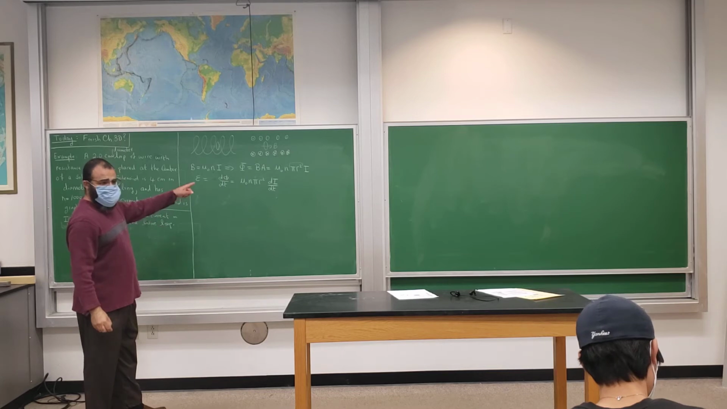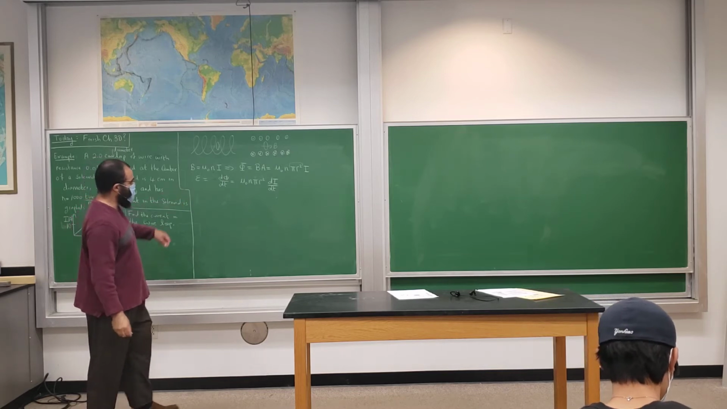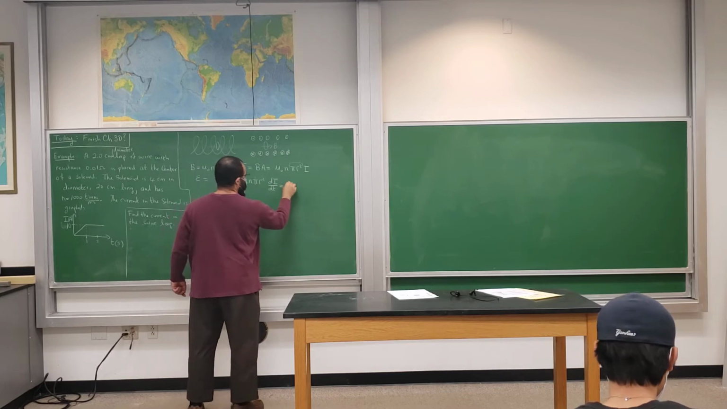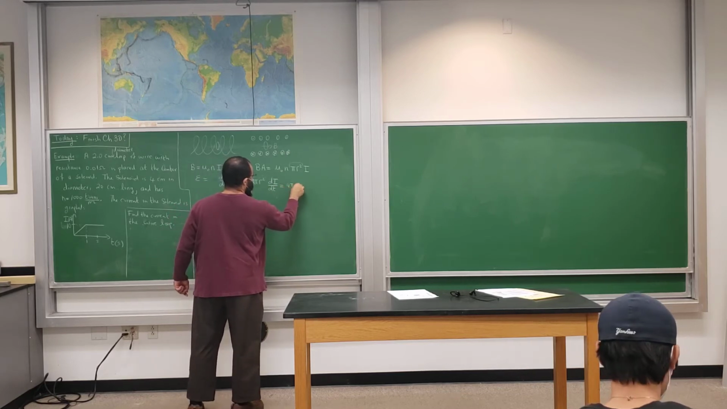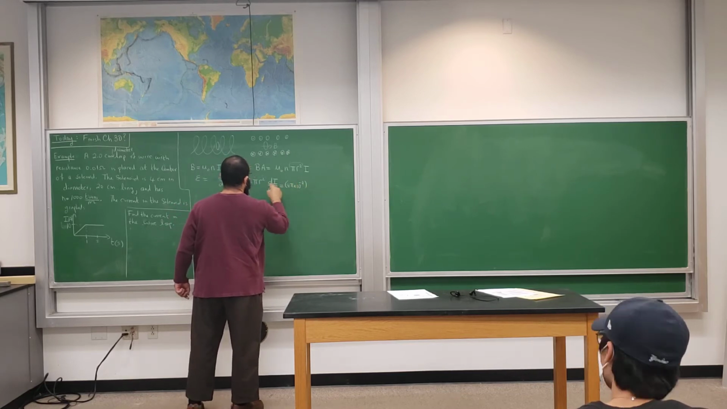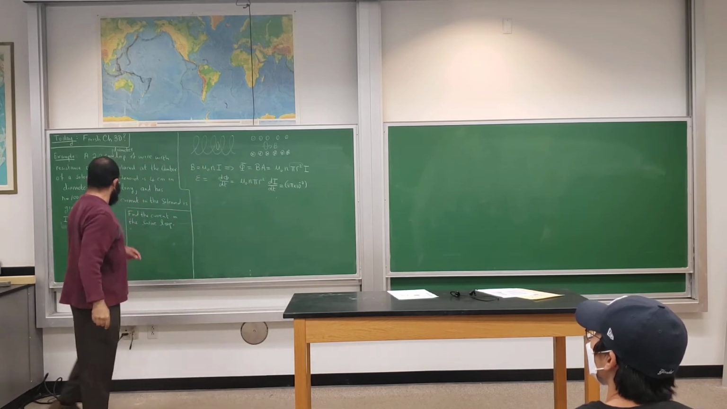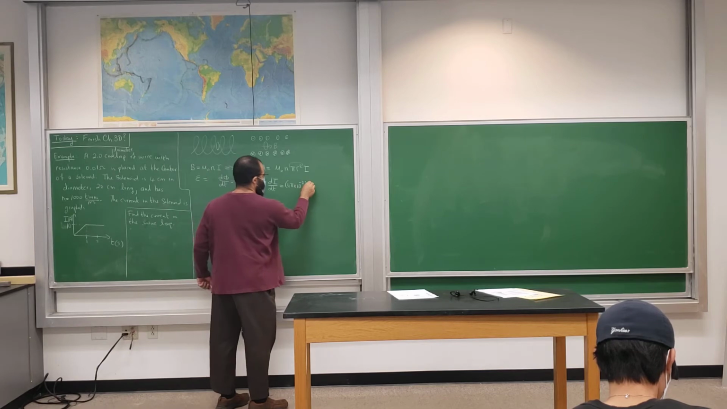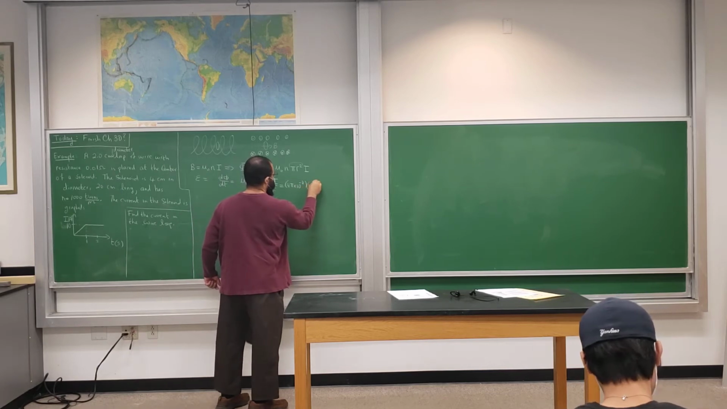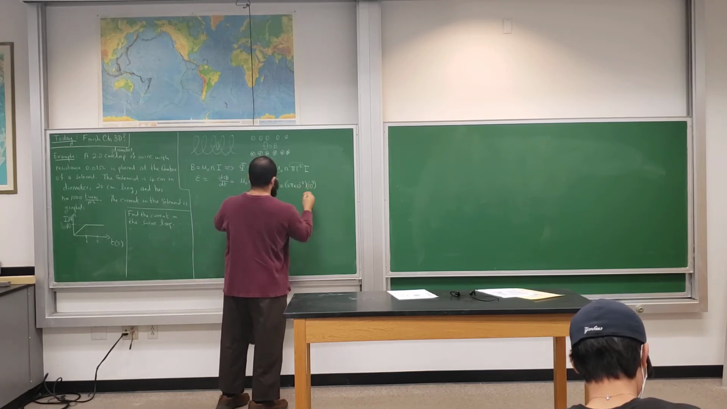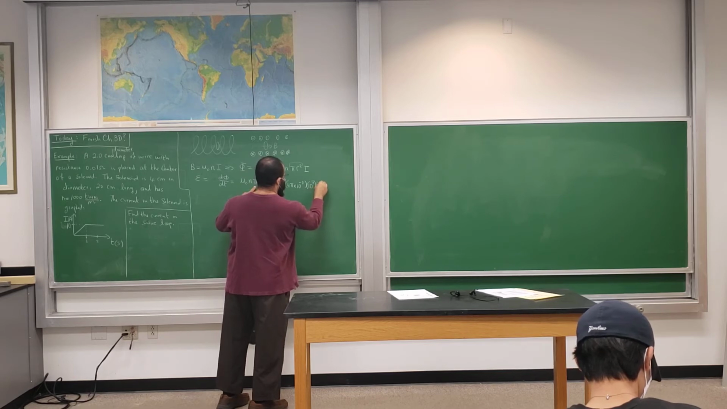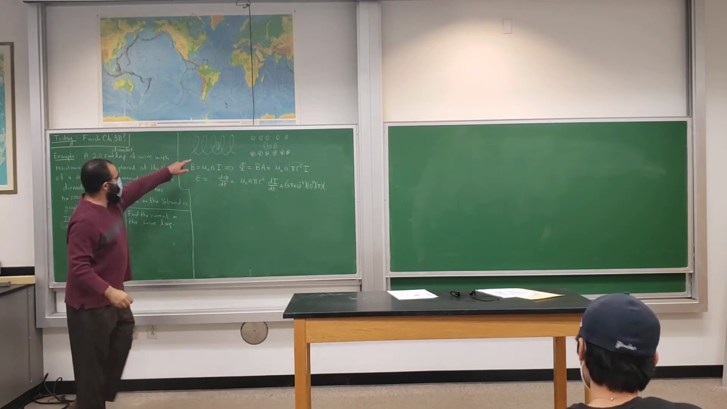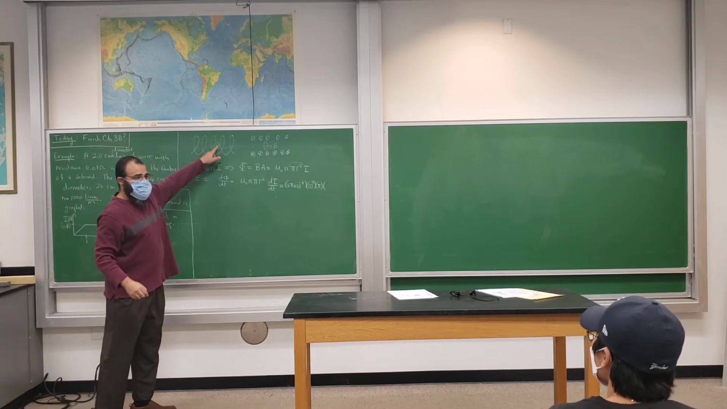So let's calculate this induced EMF. The mu naught is 4 pi times 10 to the minus 7. The number of turns, n, is 1,000, or 10 to the 3. Pi is pi. And then r squared, the radius squared, of the loop.